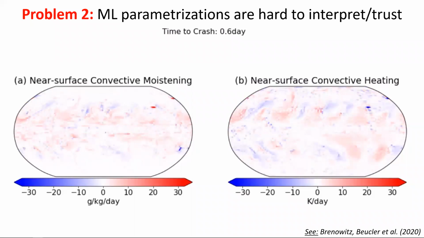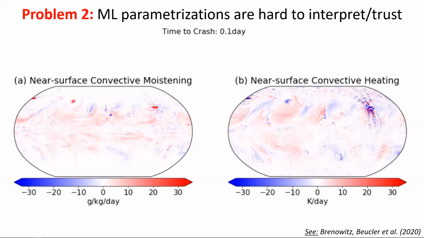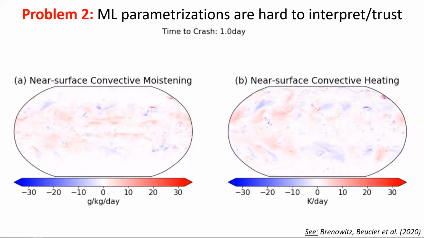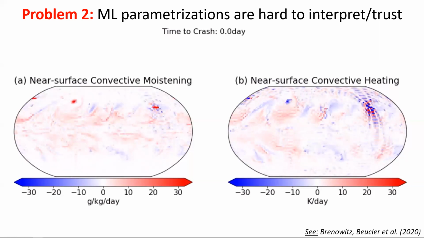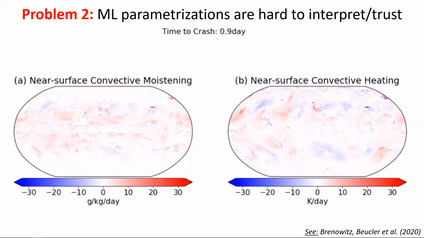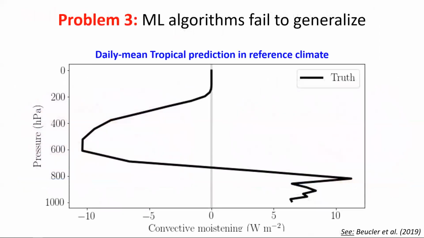And if you don't know a priori if the neural network is going to crash the model or not, why should you trust it? And that's why we need to develop interpretability, trustworthiness, and understand which machine learning models are reliable and which are not. Now, the third problem is failure to generalize.